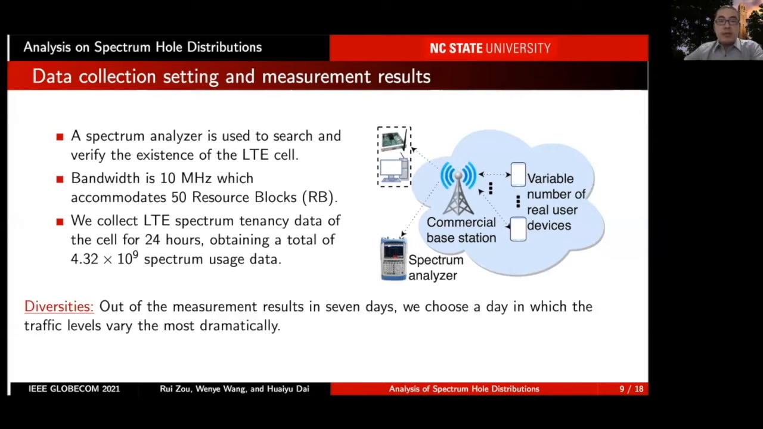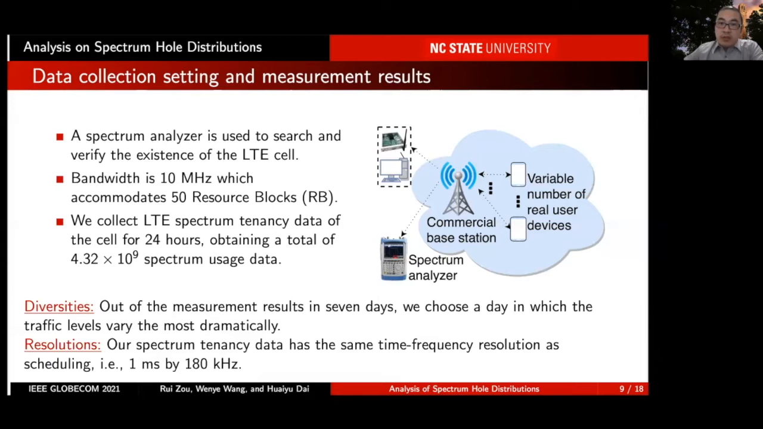LTE scheduling. Though the data is collected from one cell, we choose a day when the spectrum tenancy data contains the most various traffic conditions out of 7 days. The spectrum usage levels in the day vary widely from 6% to over 90%. The most significant feature of the spectrum tenancy dataset is that the resolution of the data is the same as the LTE scheduling, i.e., 1 millisecond by 180 kilohertz, which has far better granularity than other spectrum tenancy studies.